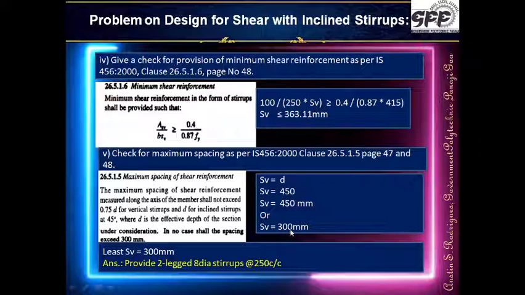Now out of all this, which is the smaller one? We have 300 over here, we have 450 over here, we have 363 over here, and the calculated one is 514.7. The least one is 300 mm. So provide two-legged 8 mm dia stirrups. In this case they are inclined stirrups at 250 mm center to center. So we are providing two-legged 8 mm stirrups at 250 mm center to center. They are inclined.